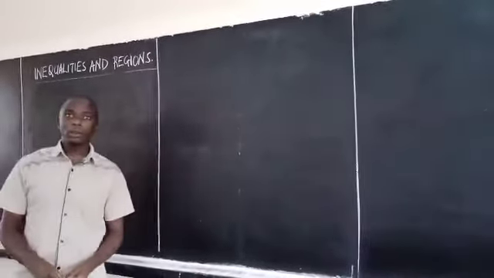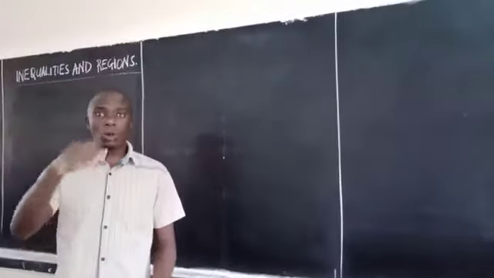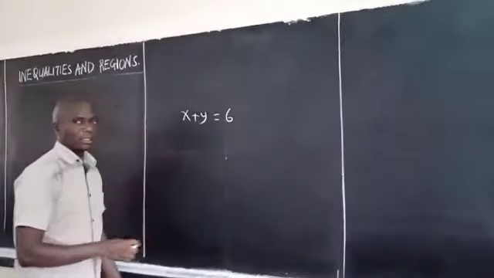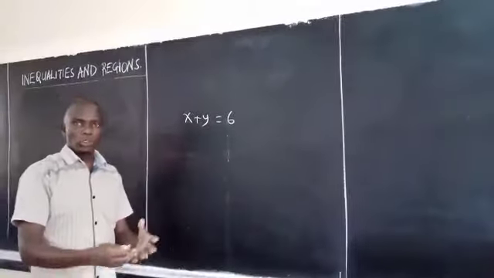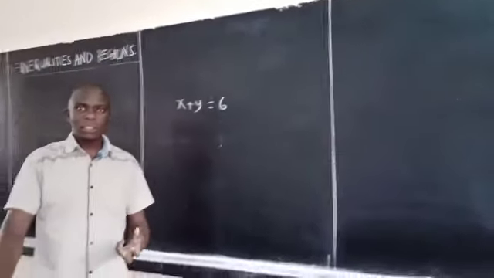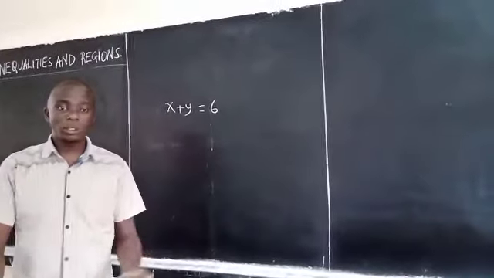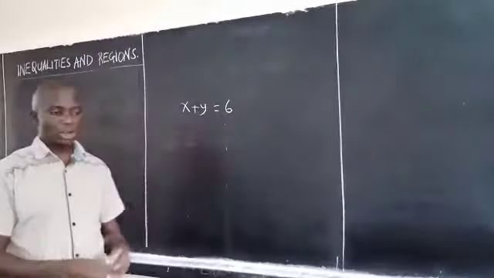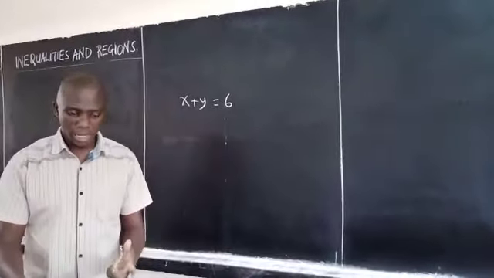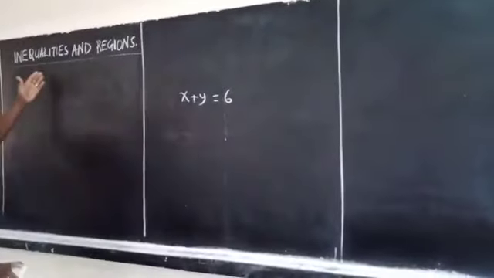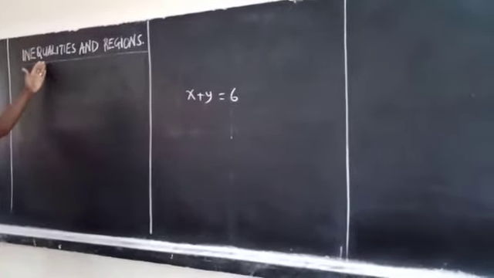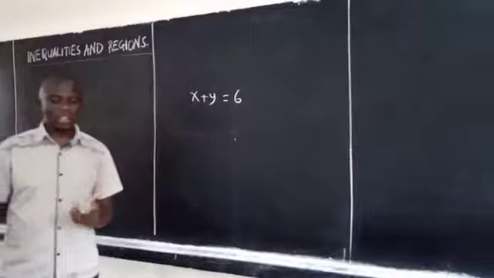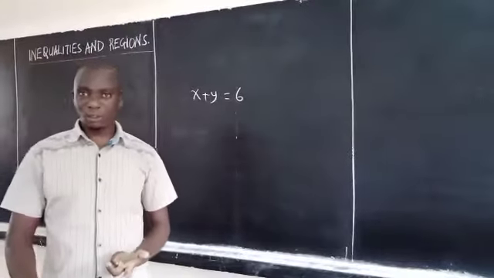In mathematics, we have been used to equal signs. X plus y equals 6. My father's age is 53 years, so his age equals 53. Everything has been, this one is equal to that, the other one is equal to this. But for today, what we are looking at is inequalities, which will bring us to the regions, because as long as things are not equal, then we shall have regions.